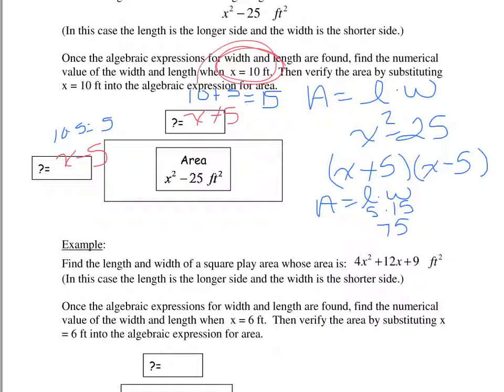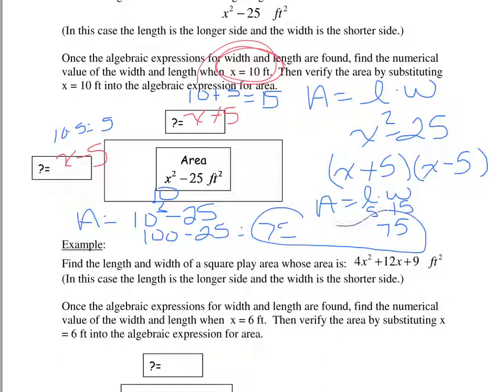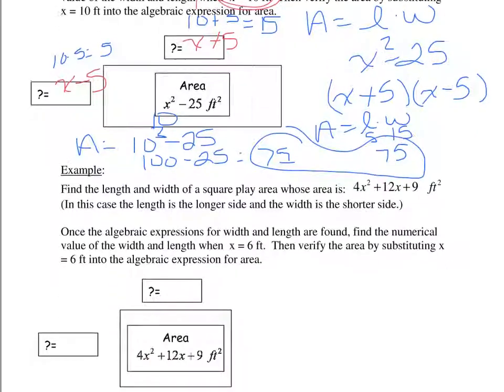And then we'll substitute 10 in here. So this would be an area of 10 squared minus 25. Well, 10 squared is 100. 100 minus 25 is 75. And the whole point is showing that these two are equal, which they are. All right, let's try this other example here.